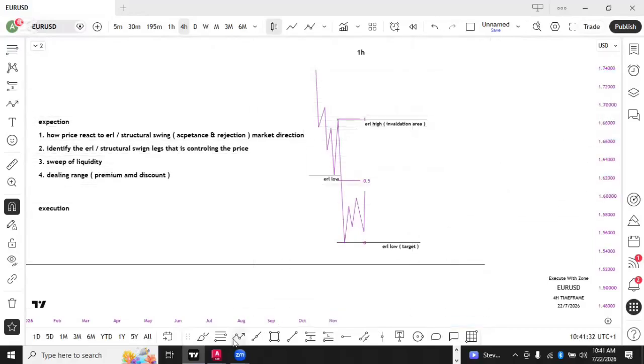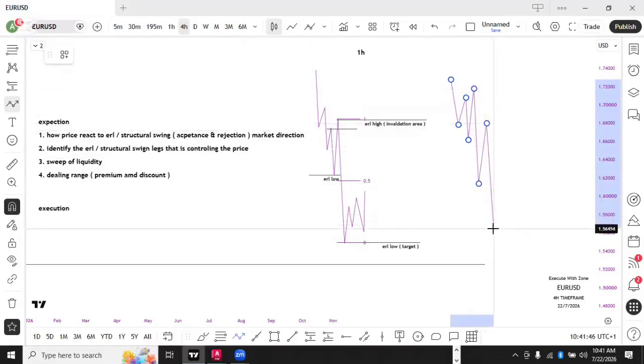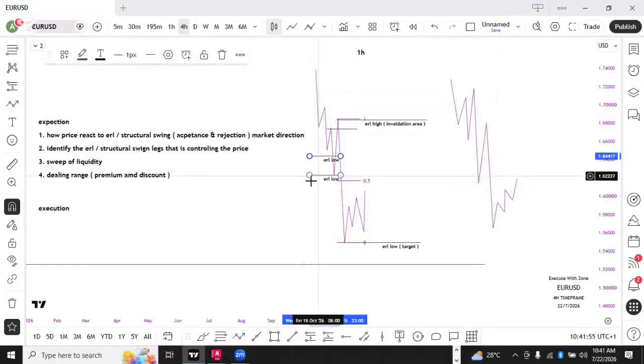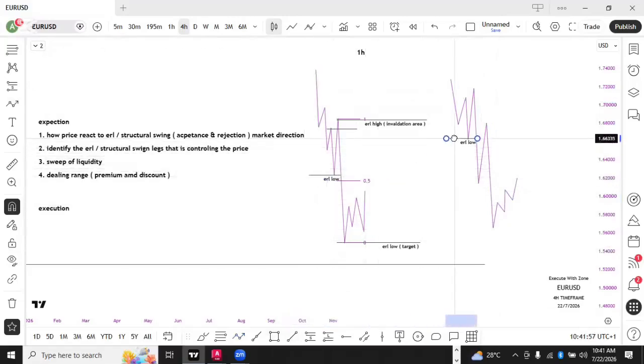Let's say we have something like this. We already know that this is our what? External low here. This is another external low here.